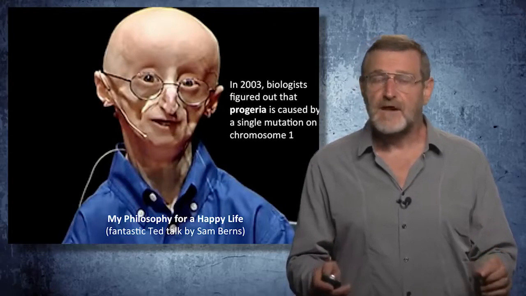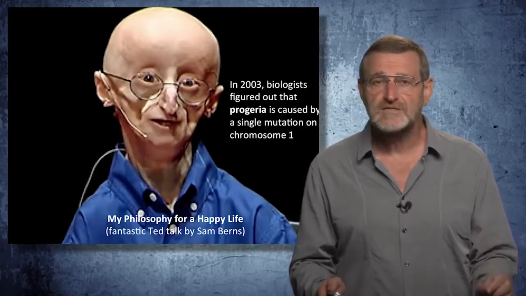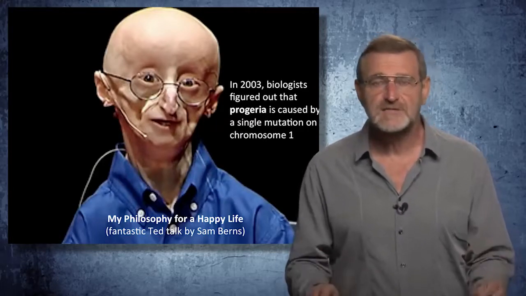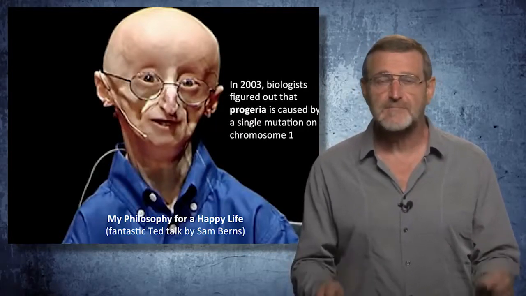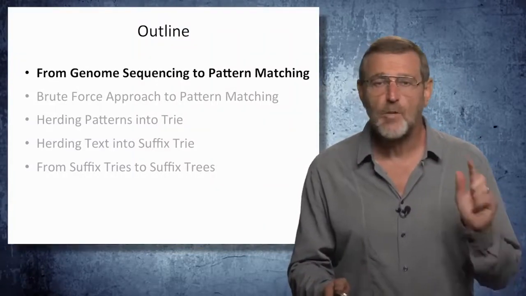Children with progeria, often with above average intelligence, look old already at age 10 and usually die in their teen years. But for many years, biologists had no clue what causes progeria. In 2003, they figured out that progeria is caused by a single mutation on chromosome 1.